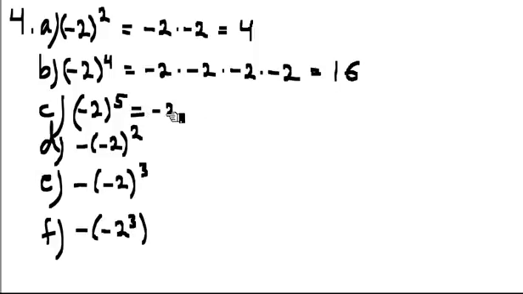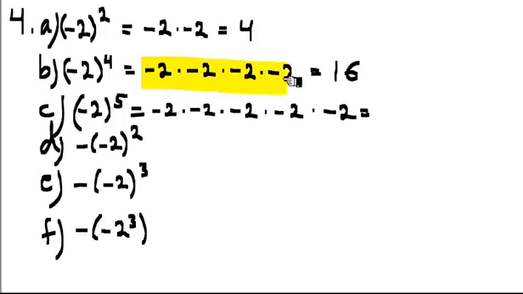This one, same thing, -2 times -2 times -2 times -2 times -2, 5 times. So in the last one we know that this is 16, and we have the same thing here. So it's this yellow area, everything here is 16, and then times -2. So we have 16 times -2, which is going to be -32.